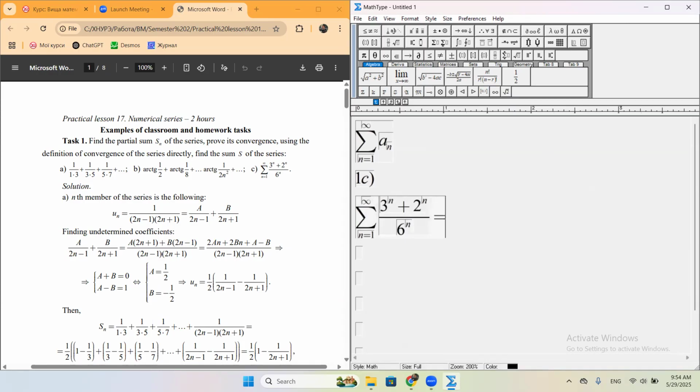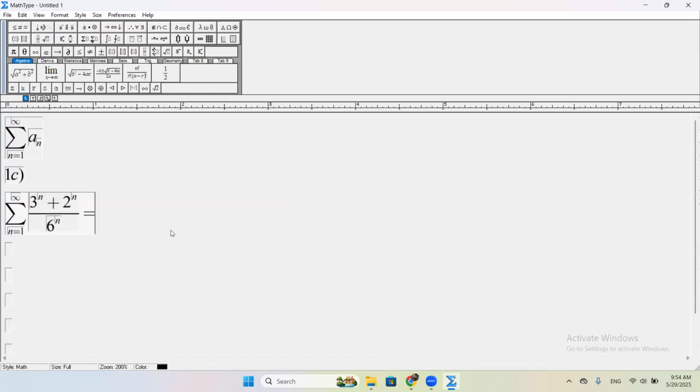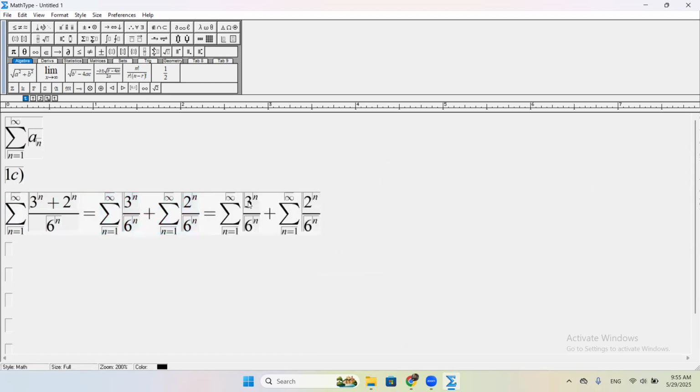So, how to solve this exercise? As you noticed, we can split this series into a sum of two series, separately. So what we will have is the following series. And if I continue simplifying, I will receive 1 over 2 in power of n, and here will be 1 over 3 in power of n. So done with it.